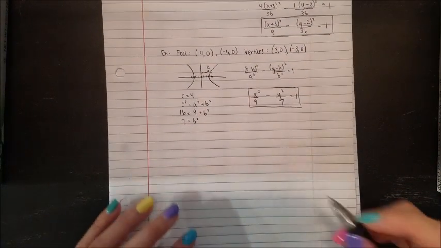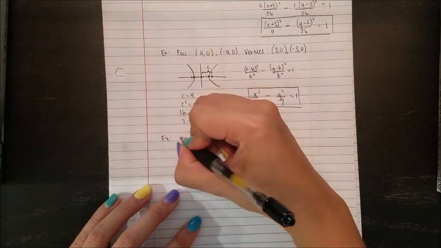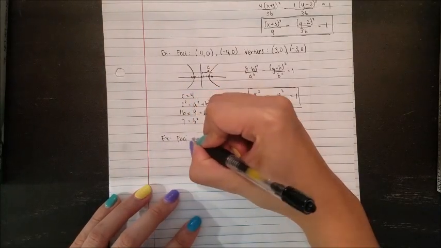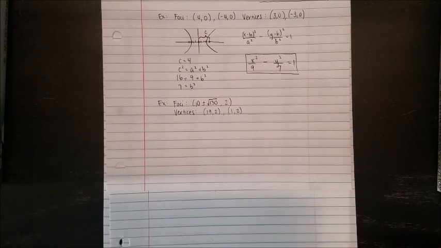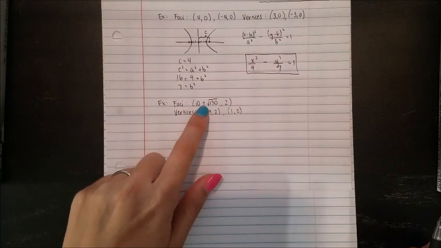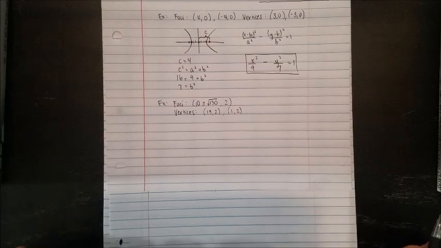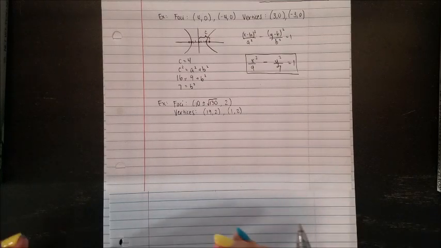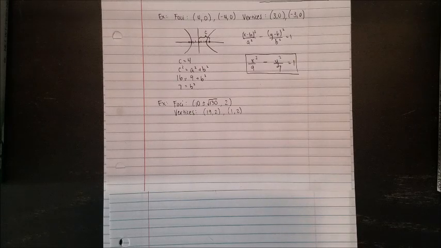Okay, I want to do one more example with you. In this example, we got slightly more complicated numbers. I got my foci at 10 plus or minus square root of 130. So remember, plus or minus just means that there's one at 10 plus square root of 130, comma 2, and 10 minus square root of 130, comma 2. And then my vertices are at 19, comma 2, and 1, comma 2.